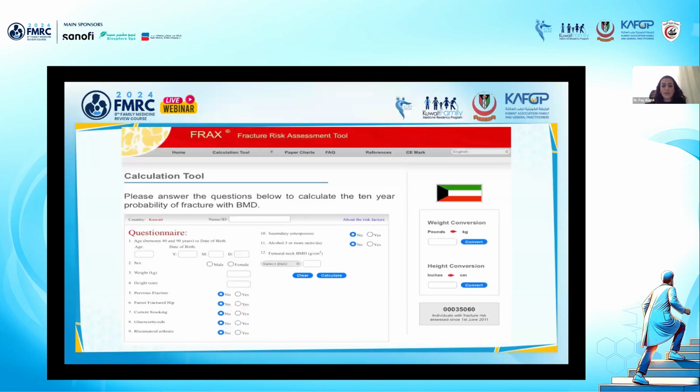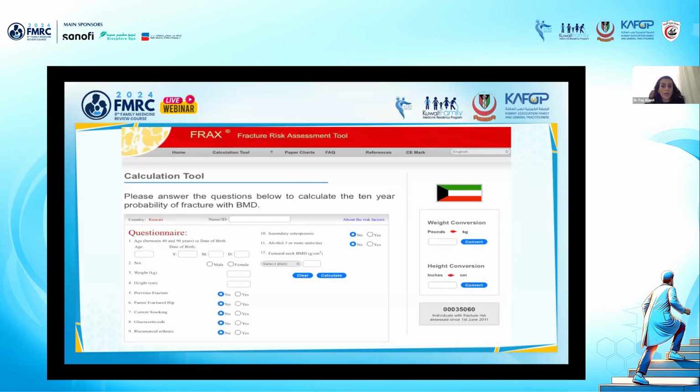So, as you might all be familiar, this is the FRAX tool, the Fracture Risk Assessment tool for Kuwait. You can access it if you just put on Google FRAX Kuwait and it will show, or through the QR code that is available on the guidelines. It is basically a calculator. It calculates the fracture risk of the patient in the next 10 years and the major hip fracture also.